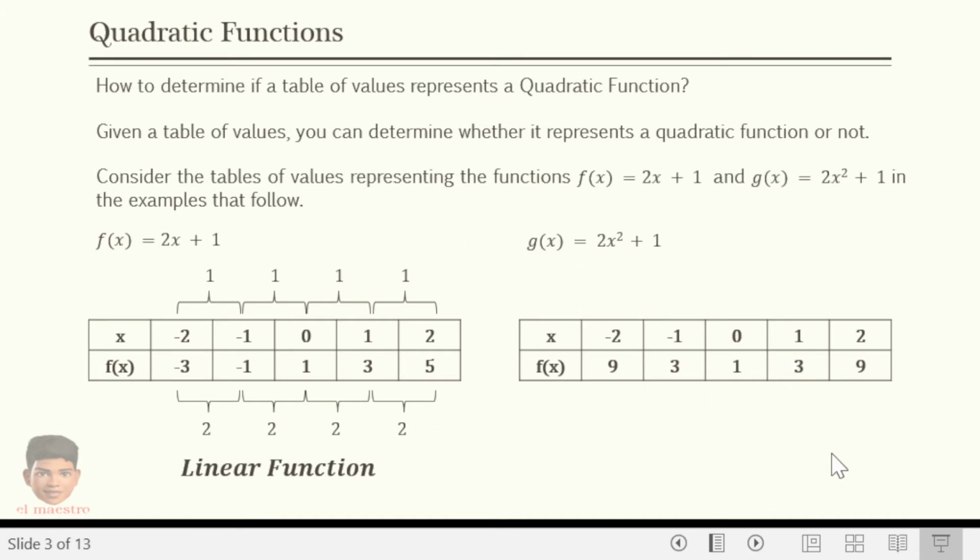So, subtract natin, negative 1 minus 2, that is 1. 0 minus 1, 1. 1 minus 0, 1. 2 minus 1 is 1. Gagawin natin the same thing sa baba. 3 minus 9, 6. 1 minus 3, 3 minus 9, that is negative 6. 1 minus 3, negative 2. 3 minus 1, that is 2. 9 minus 3, that is 6.